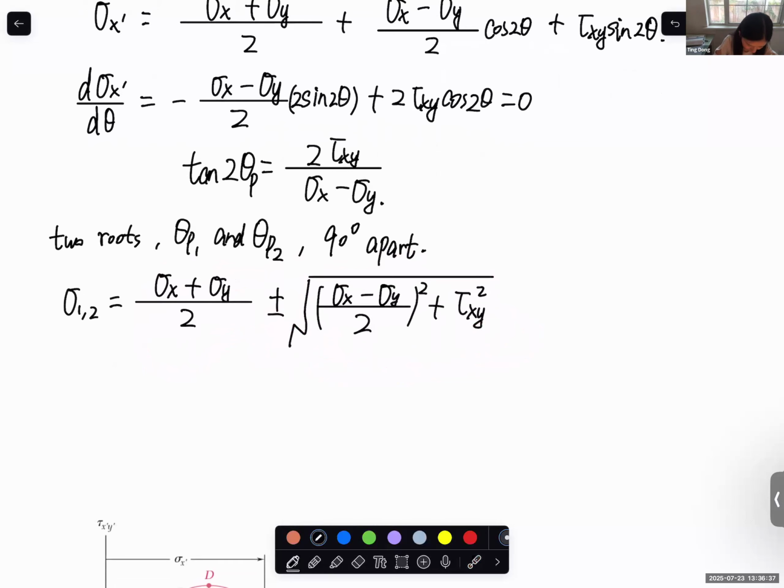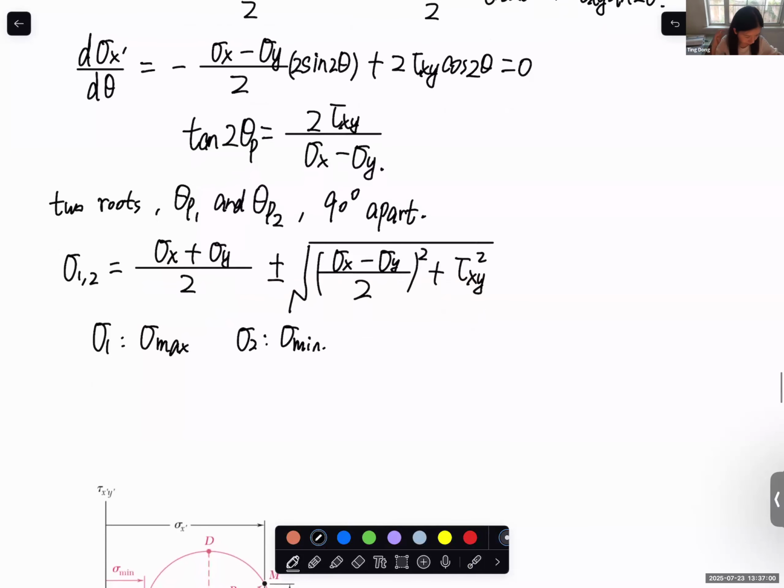So let's put the convention here. Normally, sigma 1 is the maximum principal stress, and sigma 2 is the minimum principal stress. But of course, this is for the plane stress situation. For 3D, it's sigma 1, sigma 2, sigma 3, so sigma 1 is the maximum, sigma 3 is the minimum. And in this situation, shear stress disappears, equal to 0. Or you can just mathematically plug theta p into the tau x'y' equation, and you will get 0 value.